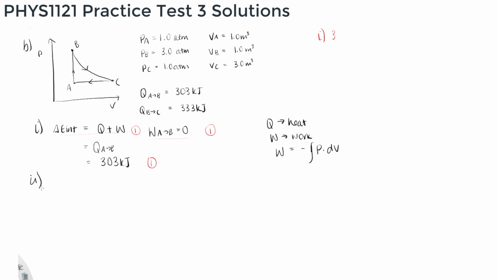Part 2I is asking us about the work done on the system as it goes from B to C.